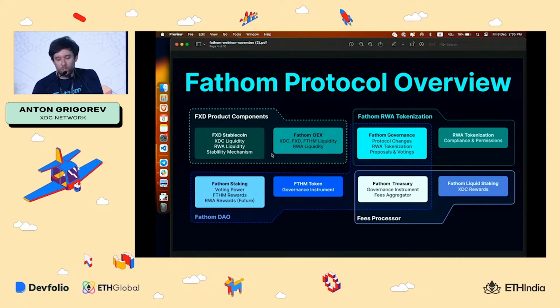Aside from the stablecoin, we also have a decentralized exchange. We have governance, meaning we are a decentralized protocol. We operate as a DAO. You can get your FTHM token. It's already live, and you can find it on Bitrue. The FTHM token can be used only for voting in the governance. It will never be used for collateralization. For collateralization, we are going to use only XDC and real-world assets.